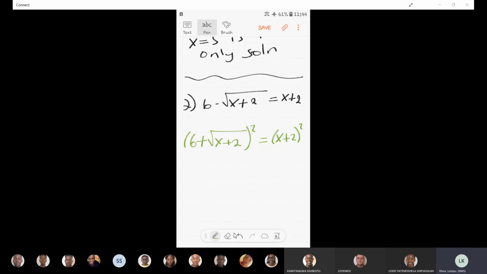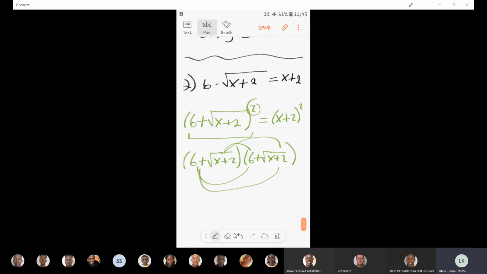And then when you multiply out the bracket, it is 6 plus the square root of x plus 2 multiplied by 6 plus the square root of x plus 2, and then the 6 should multiply this, and that will multiply like that. The square root will still be there in your calculations, so you will still have to square again, which is a lot of work. So what you should do instead, excuse me, is isolate the square root by itself.